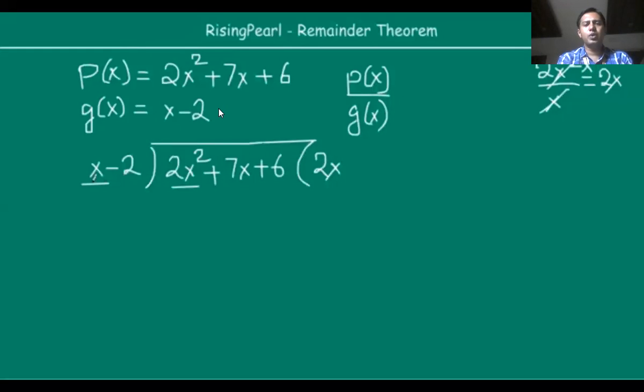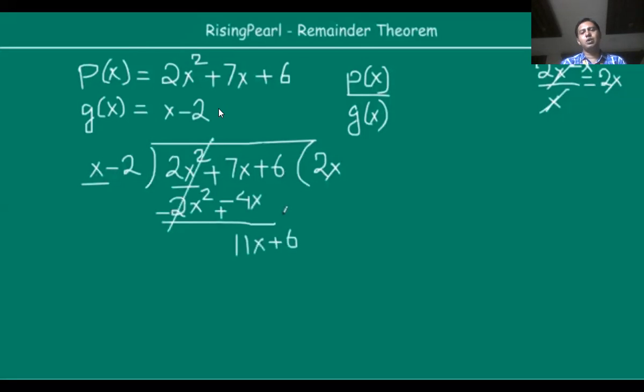Now, this 2x multiplied by x will give you 2x square, and 2x multiplied by minus 2 will give you minus 4x. If we need to subtract it, we need to change the sign of 2x square minus 4x. So this 2x square will become negative and minus 4x will become positive. Now 2x square minus 2x square will become 0. 4x plus 7x will give you 11x and plus 6. Now this 11x plus 6 is our new dividend.